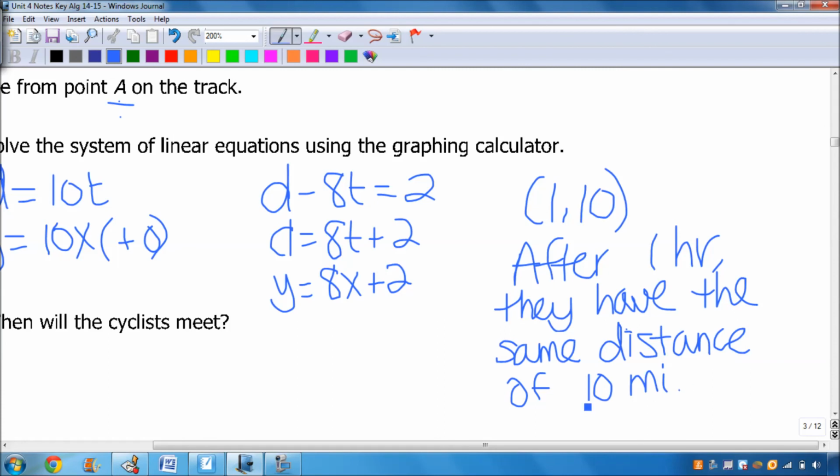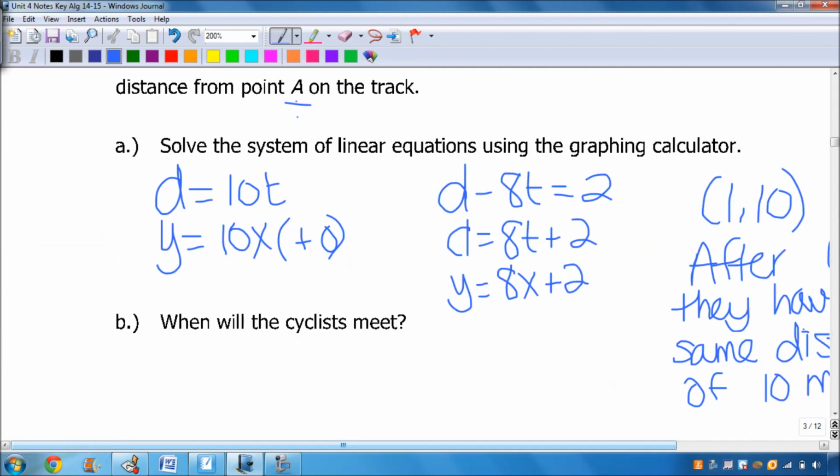When will the cyclists meet? The cyclists will meet after 1 hour. Or instead of saying after 1 hour, let's say at the 1 hour point.